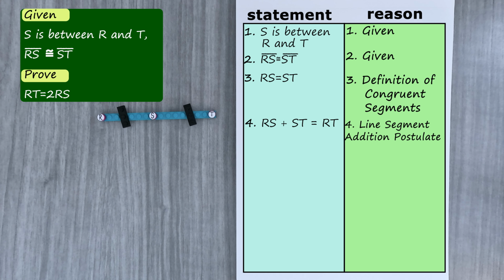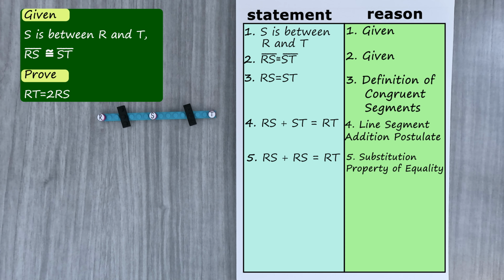Now, looking back at step 3, we have that RS equals ST. So now what we're going to do in our equation here is we're going to replace ST with RS. And we're going to do that since the statement we need to prove is written in terms of RS and RT. Step 5 is going to be RS plus RS equals RT. And our reason there is the substitution property of equality.